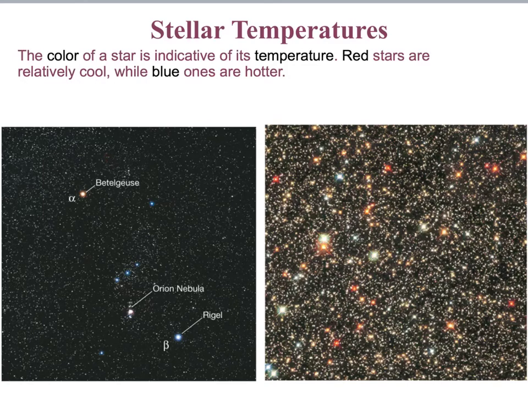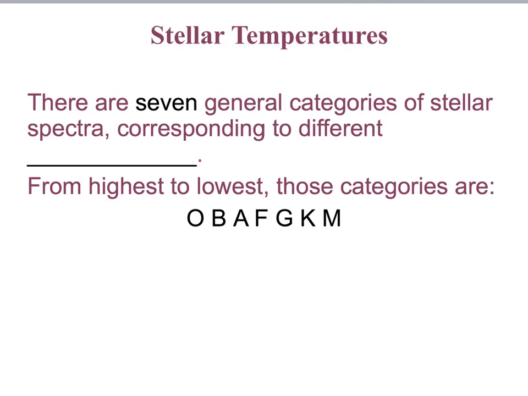So by looking at a star's temperature, we can get a lot of different information about a star. We can determine where in its life cycle it is, and also what sort of fate it's ultimately going to have. So if we look over here at the constellation of Orion, we can see Betelgeuse is a red star, Rigel blue, and in this picture we've got various different colors of stars. And that can lead us to our temperature classification.